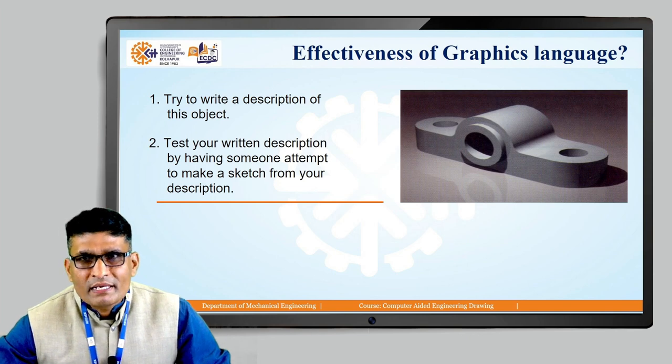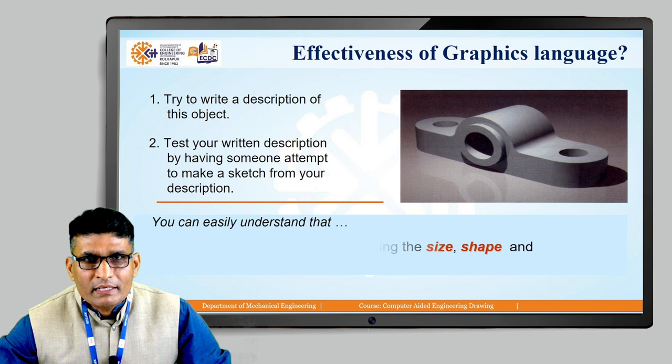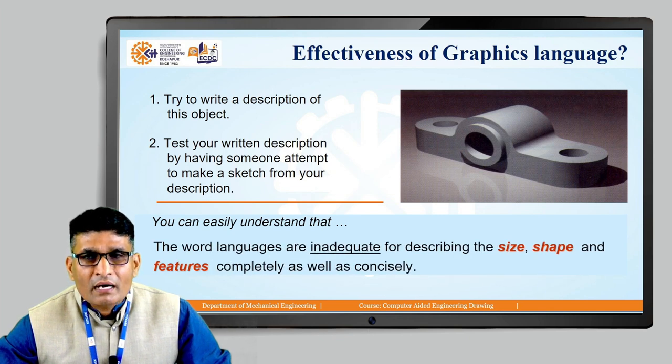The same thing, that language barrier, is explained here in this figure. If you just look at this picture, you can easily understand what it is. Just try this activity: try to write a description of this object and test your written description by having someone attempt to make a sketch from this description. It is hardly possible to get the outcome of this written description to be exactly what is shown in this picture. So here you can easily understand that words and languages are inadequate for describing the size, shape and features completely as well as concisely. That is the easiness of this graphic language.